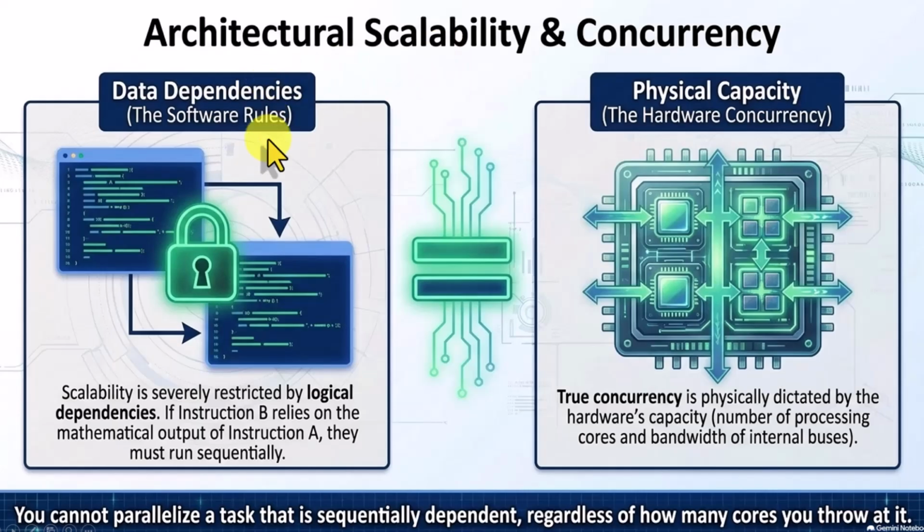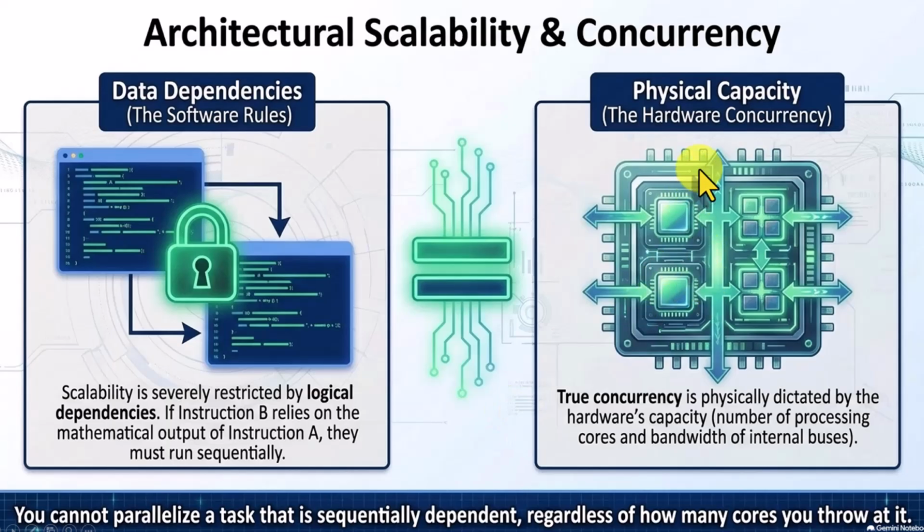So the first problem we might have is data dependency. Scalability is severely restricted by logical dependencies. What that means is, if instruction B relies on the mathematical output of instruction A, they must run sequentially. If the result of instruction A is used in instruction B, then instruction B cannot run at the same time as or before instruction A. So that is one problem we have to think about.